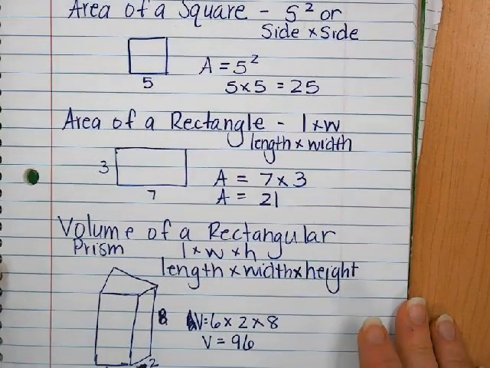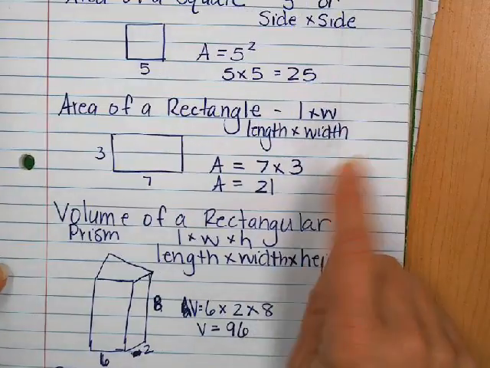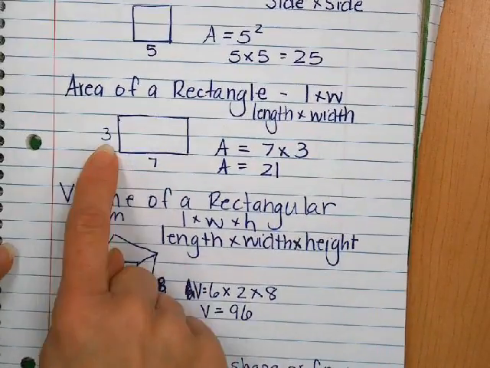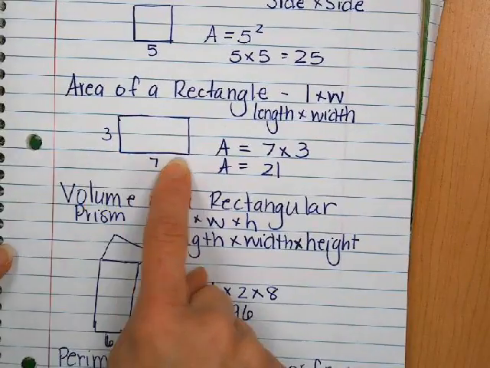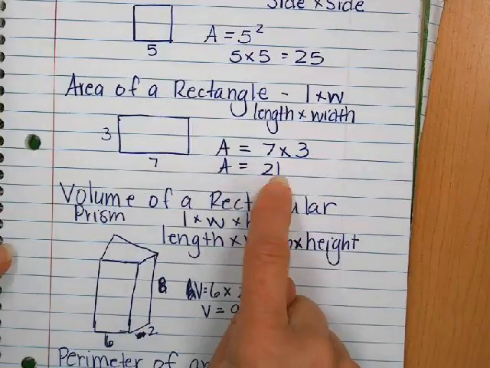Area of a rectangle is length times width. So L times W is how you'll see it. What that means is length times width. Our example rectangle has a width of 3 and a length of 7. So area is 7 times 3. Our area is 21.